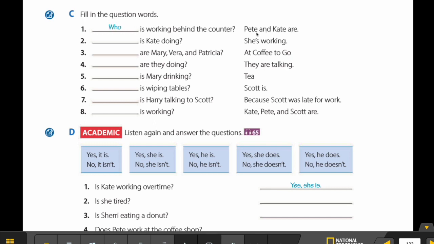Because the answer is people. Who is working behind the counter? Pete and Kate are. Now the answer is she's working. So what should be the question word here or phrase? Now pause the video, do this activity, and then you'll see the answers in a few moments.